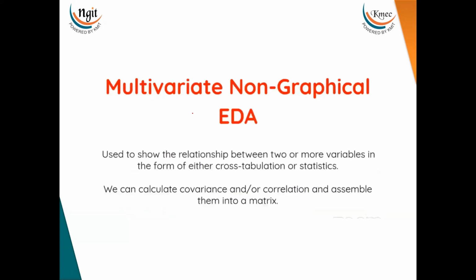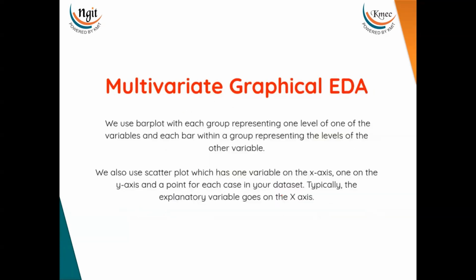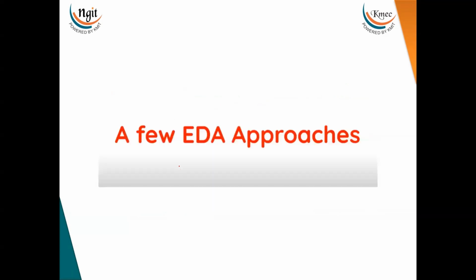The next one is multivariate non-graphical EDA. It shows the relationship between two or more variables through cross tabulation or statistics. We build statistics like covariance or correlation and assemble them into a matrix. The last one is multivariate graphical EDA. We use the bar plot or the scatter plot. What are bar plots and scatter plots? We'll discuss them in the next session on data visualization. This is also one type of exploratory data analysis.